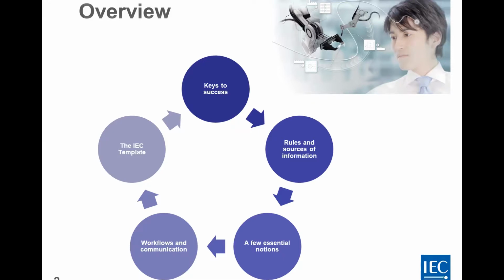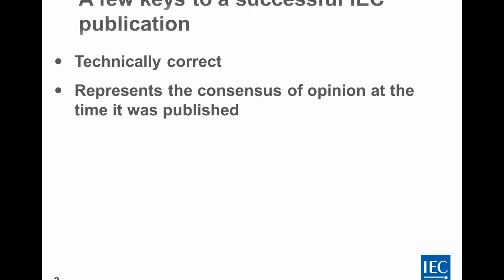So first things first, a few keys to success. And I want to present these keys to success at a fairly high level. They might seem extremely obvious, but it's always good to remind yourselves what you are doing and why you're doing it. So obviously, first things first, a successful IEC publication has to be technically correct. It's your job as technical experts, as experts within your particular field, to bring your expertise to the table and not only ensure that it's technically correct, but also that it represents a consensus of opinion at the time it was published.